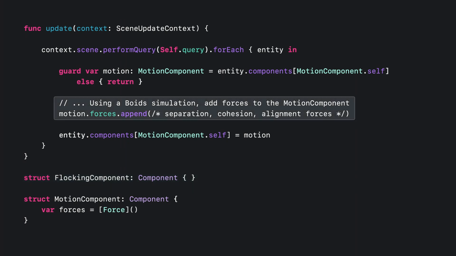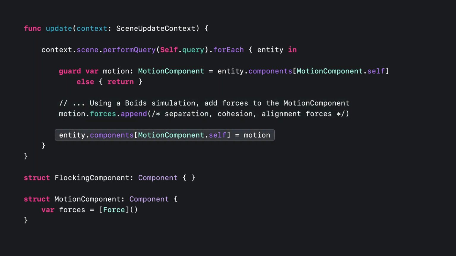Then we run our standard Boids simulation on them to guide the flock, modifying the collection of forces in the motion component. At the end, since we've added forces to each fish to push it in the desired direction, and because components are Swift structs, which are value types, we need to store our motion component back onto the entity it came from. Systems don't have to implement a custom update function. It can also be useful to create a system which only provides init, like to register event handlers for scene events.